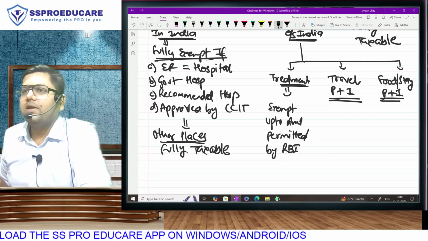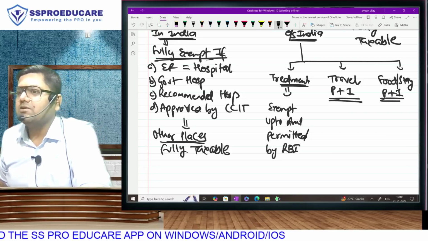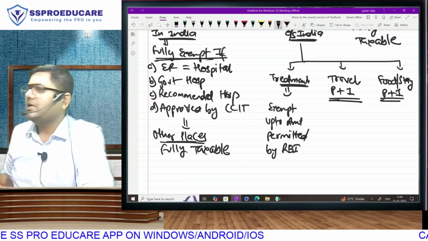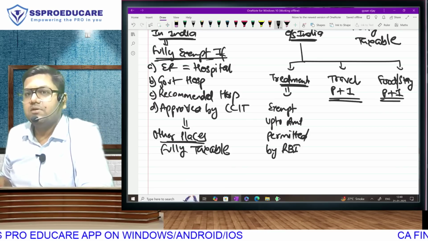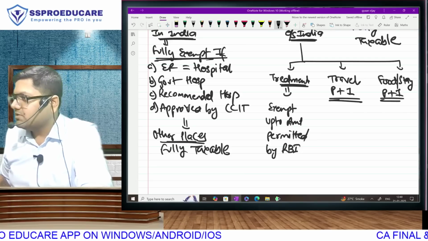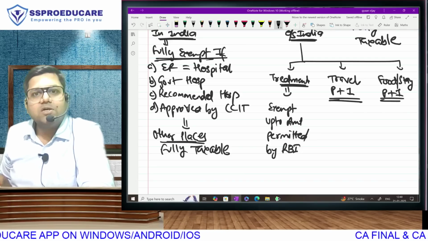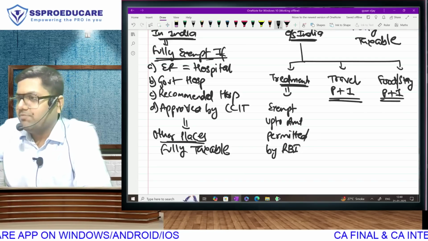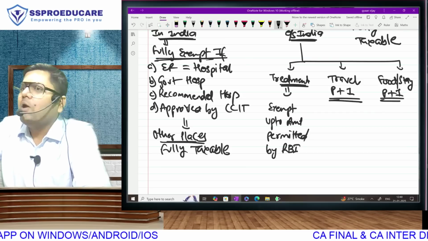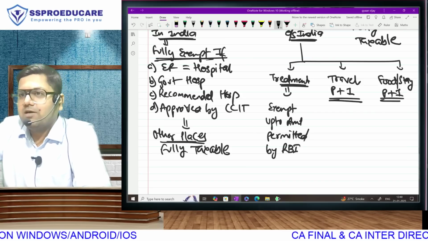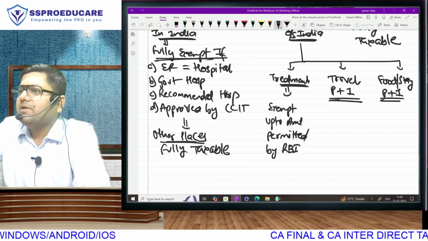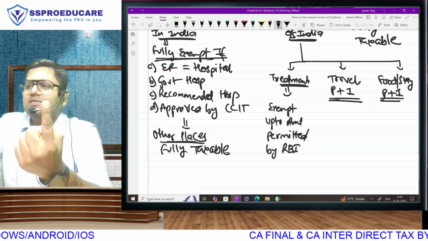For certain foreign currency expenses, you will need central government permission. For certain foreign currency expenses, you need RBI permission. This is a subject matter of RBI. So, whatever amount is approved by RBI, that much will be exempt. For example, you have spent 5 lakh rupees on foreign treatment. RBI permitted 4 lakh rupees, so 1 lakh is taxable.